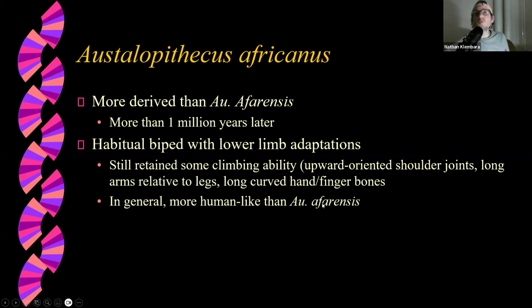In general, it looks more human than Australopithecus afarensis, particularly in its ability to be a biped. While it still has some primitive traits, its arms are still longer than its legs, it still has slightly curved hand and finger bones, and it still has those upward oriented shoulder joints. In general, its pelvis, its limbs, the shape of its femur, all of that stuff that we started seeing develop in Afarensis is becoming more developed here in Africanus.